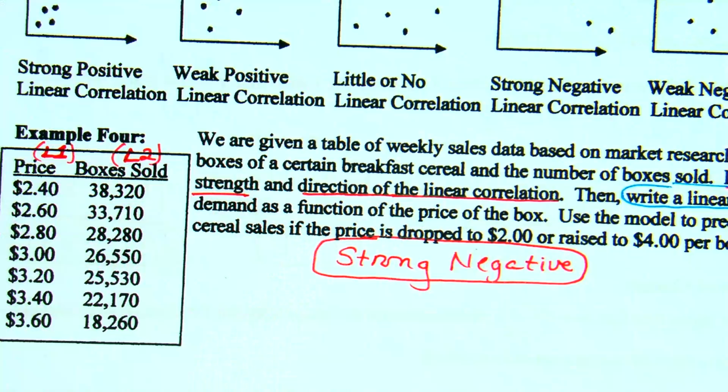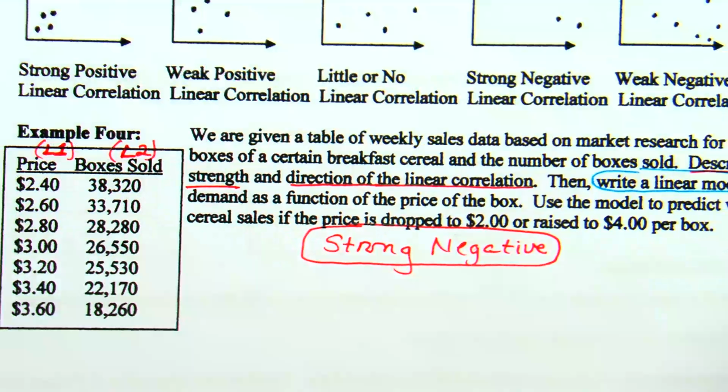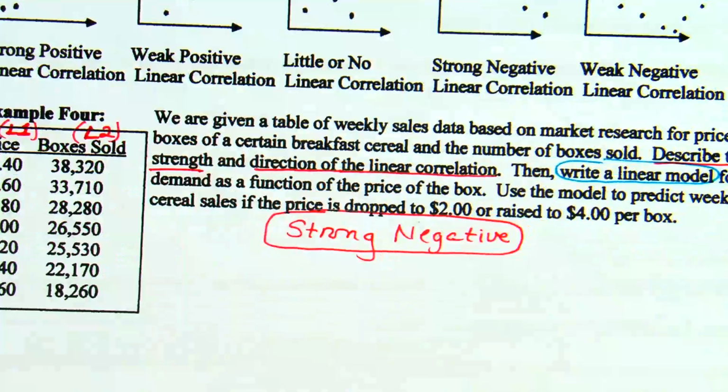The next thing the directions ask me to do is to write a linear model. What do they ask me to write? If they want a linear model, they're asking me to write an equation. Now, we have an option. We can write this equation by hand, which is like a slope-intercept form, where we have to know our intercept, we have to find our slope, and so on and so forth. Or we can let the calculator do it for us.